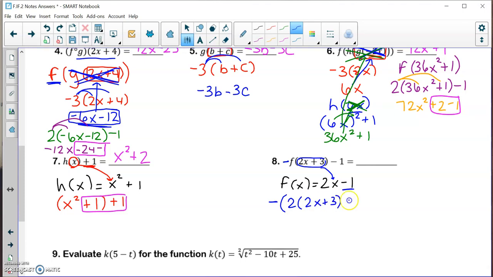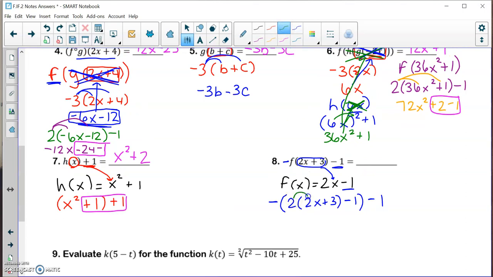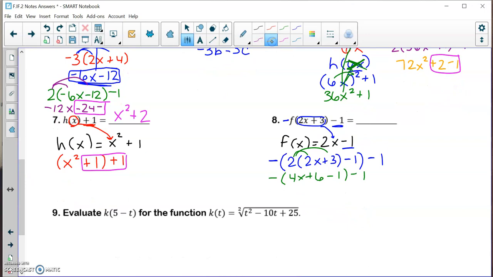My f of x function includes this minus 1, and then they want you to subtract 1 on the outside of your f of x function, like so. So, starting with the innermost parentheses, I'm going to distribute this 2 in. So I have a negative 4x plus a 6 minus a 1, and then a minus 1 on the outside. Now I'm going to be distributing this minus in. So I have a negative 4x minus a 6 plus a 1, and then this minus 1 on the outside. And now I'm going to combine like terms. So I really have a negative 4x minus a 6 as my answer.